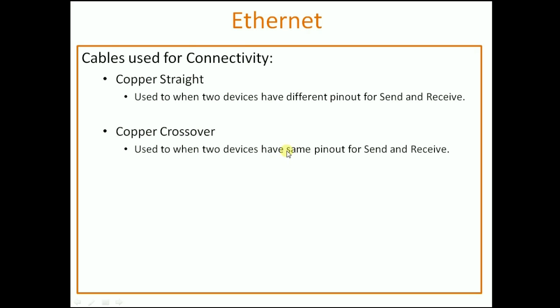So the conclusion is that whenever we are using the Ethernet cables, if the two devices are having different pin configurations, then we can use the copper straight cable. And when the two devices are having the same pin configuration, at that time we have to make cross connections, and this can be achieved by using copper crossover cable.